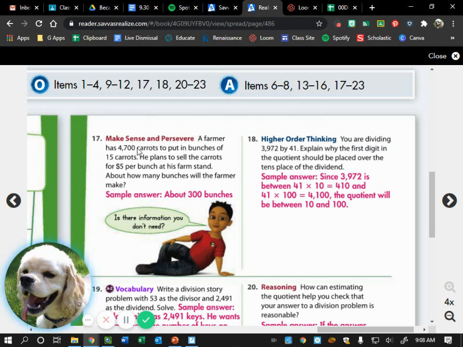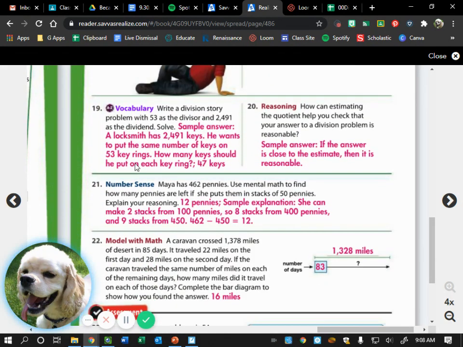All right, then we have number 20. Number 20 asked, how can estimating the quotient, or the answer to our division problem, help you check that your answer to a division problem is reasonable? We all have different explanations, but my book said if the answer is close to the estimate, then it is reasonable. You could have said an estimate will tell you around what the actual answer should be.